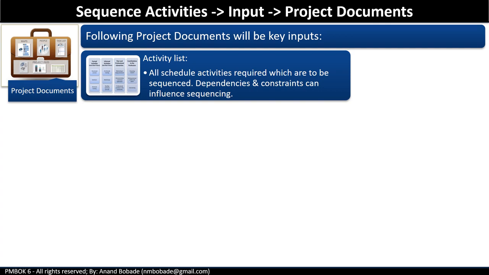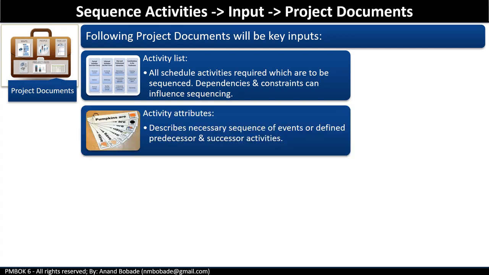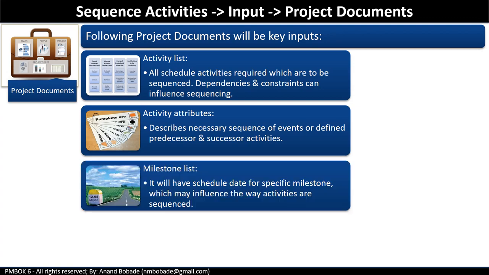Then we have activity attributes. These are the additional information about activities. In previous process, few attributes were identified. Starting from current process, more attributes will be identified and documented. This process gives you attributes like predecessor or successor and logical relationship between various activities.